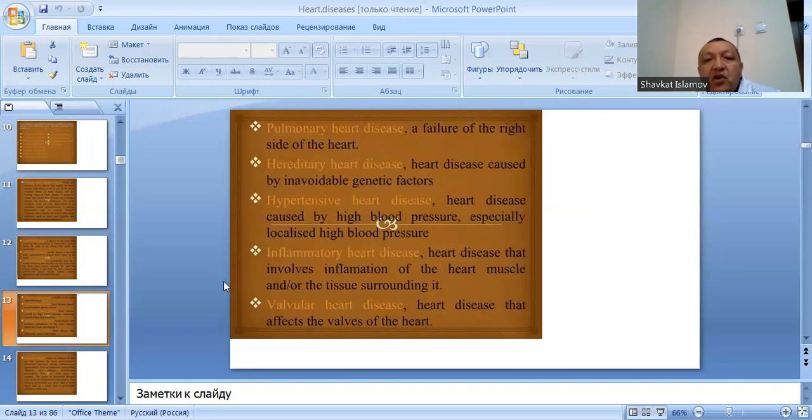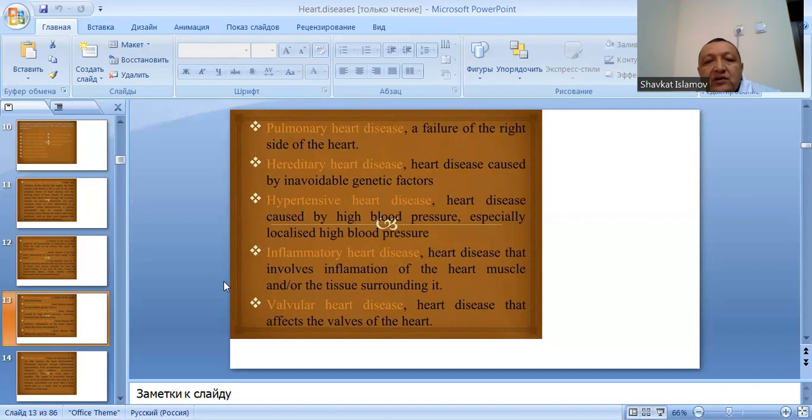Pulmonary heart disease, a failure of the right side of the heart. Hereditary heart disease caused by genetic factors. Hypertensive heart disease caused by high blood pressure, especially localized high blood pressure. Inflammatory heart disease involves inflammation of the heart muscle and of the tissue surrounding it.